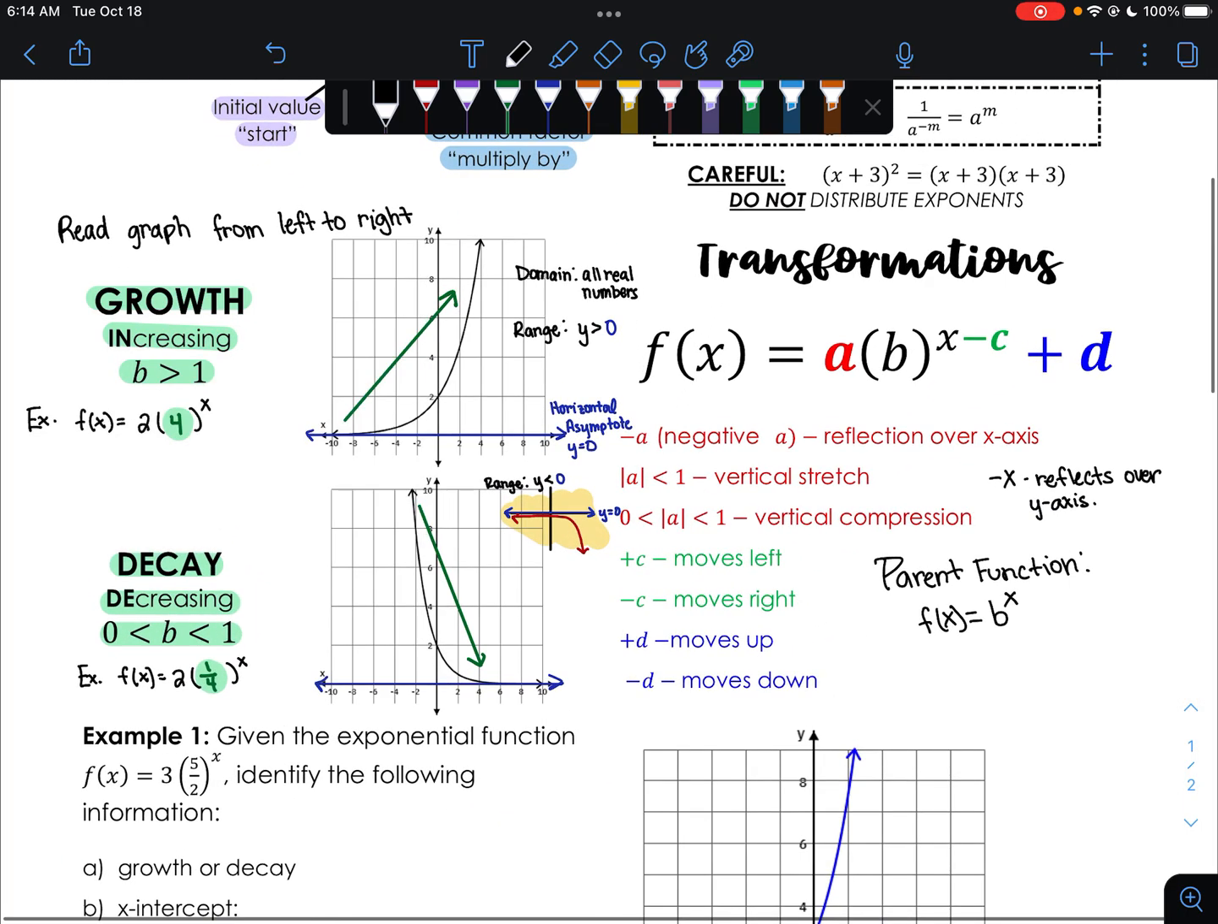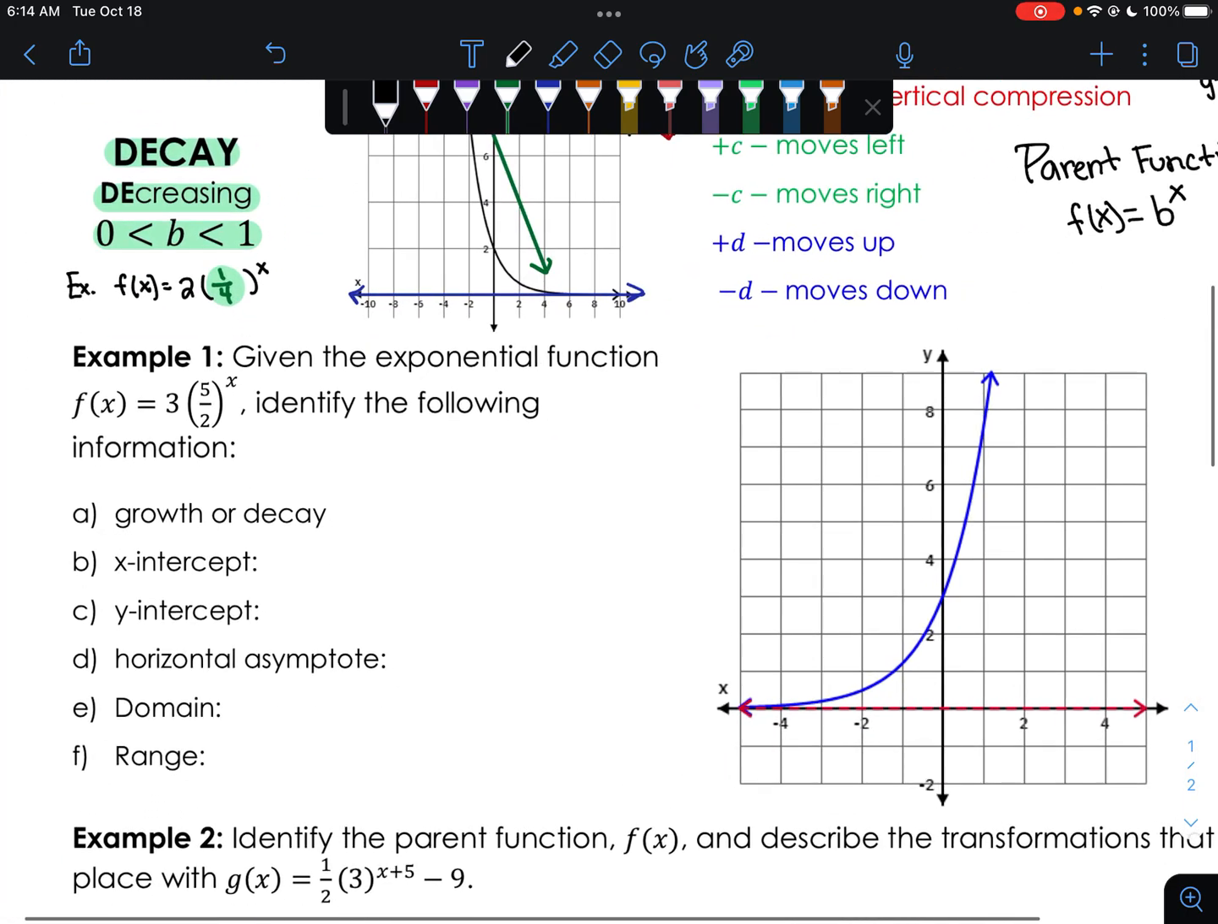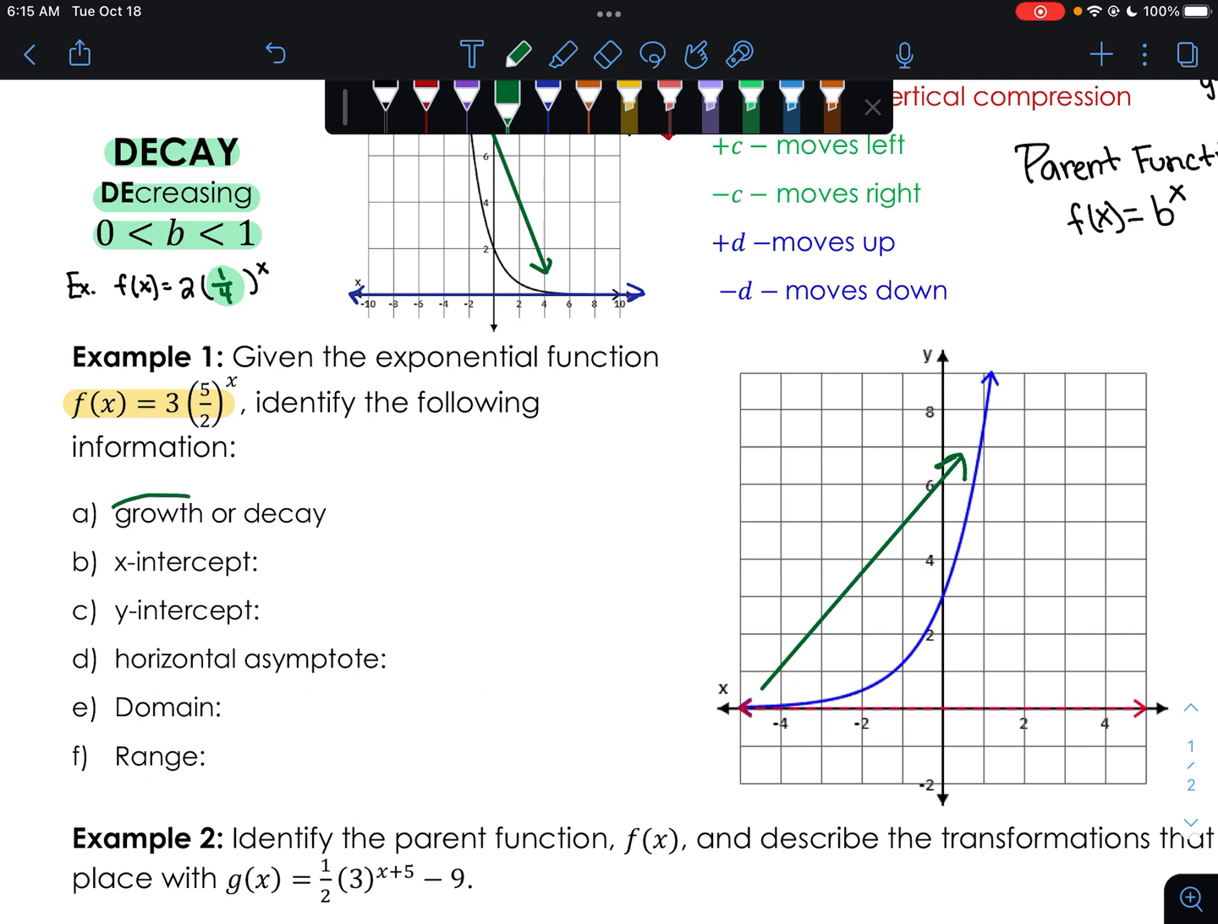Okay, so we have two quick examples that we're going to go over. So given the exponential function f of x, identify the following information. So we have an equation right here. We have the graph of the equation right there. We need to identify if it's growth or decay. Well, looking at our picture, it is increasing from left to right, which means it's showing growth.